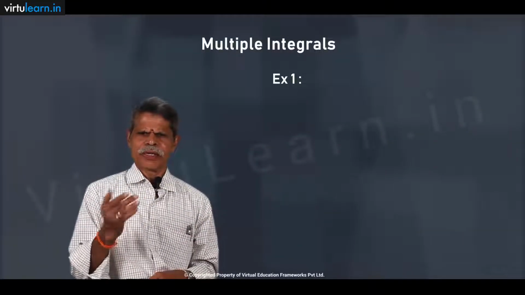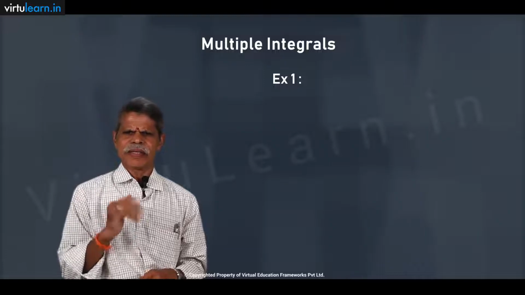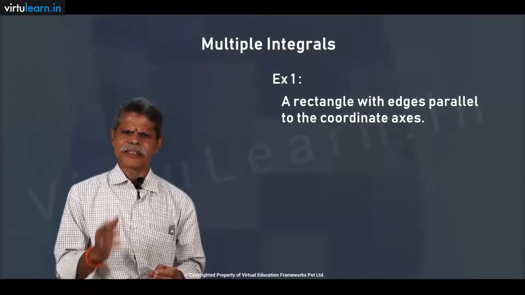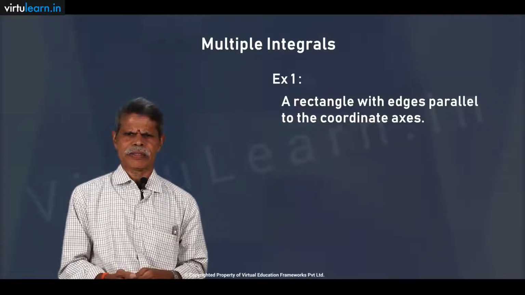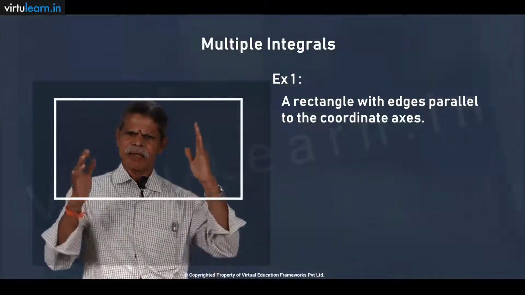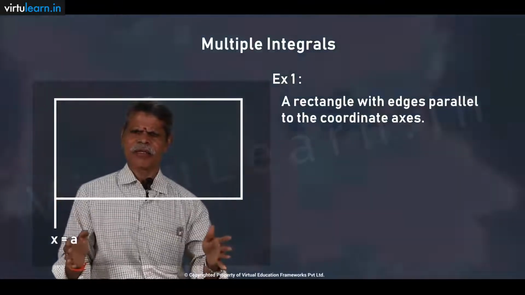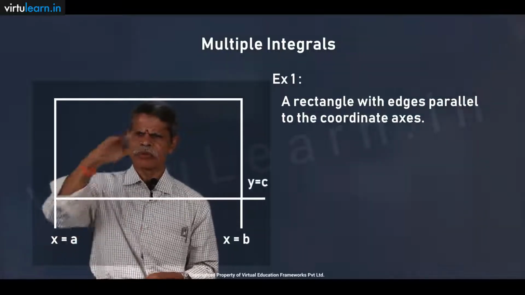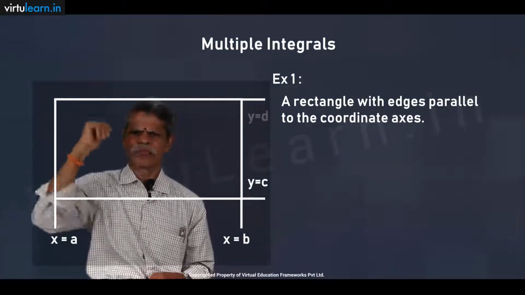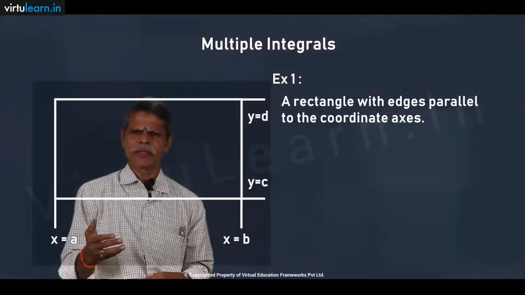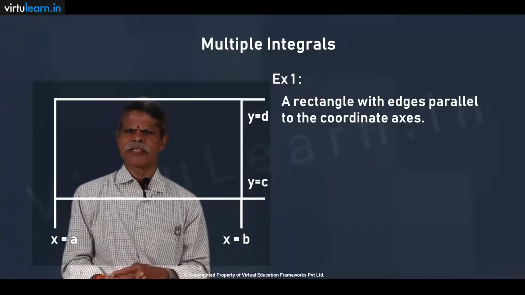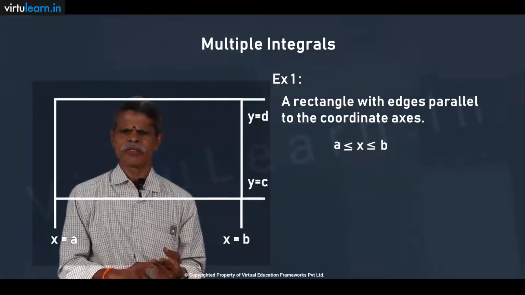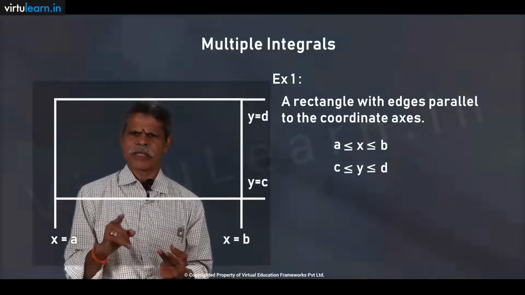Then let us consider a rectangular region whose edges are parallel to the coordinate axes. Let one vertical line be x is equal to a, another one x is equal to b, a horizontal line y is equal to c, another horizontal line y is equal to d. Then the region can be represented by the inequalities a less than or equal to x less than or equal to b, c less than or equal to y less than or equal to d.